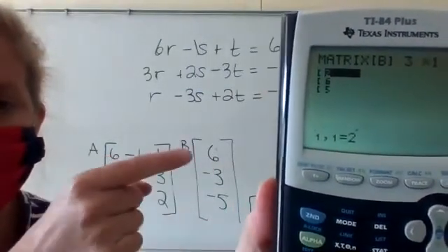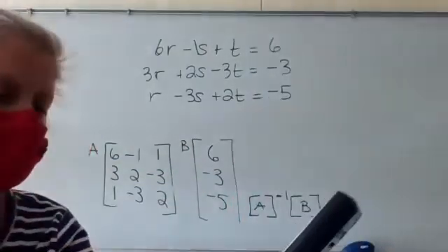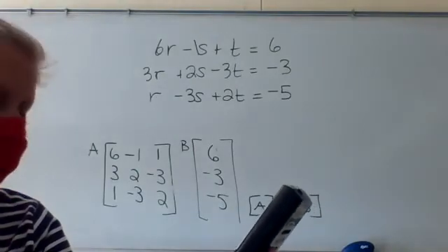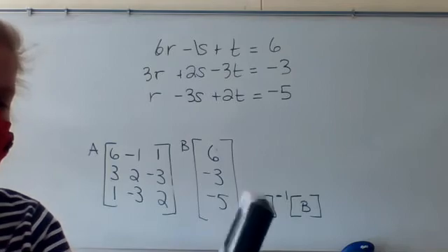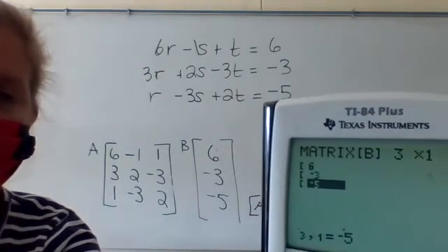Now, what do I need to do? I need to put in 6, negative 3, negative 5. 6, enter, negative 3, enter, negative 5, enter. So 6, negative 3, negative 5.